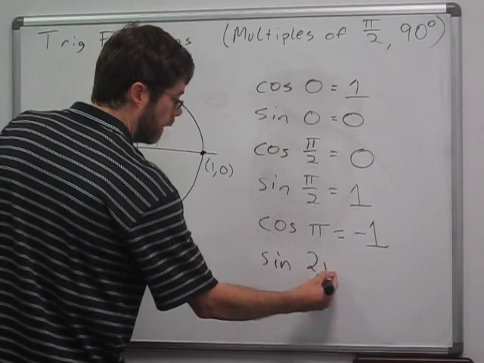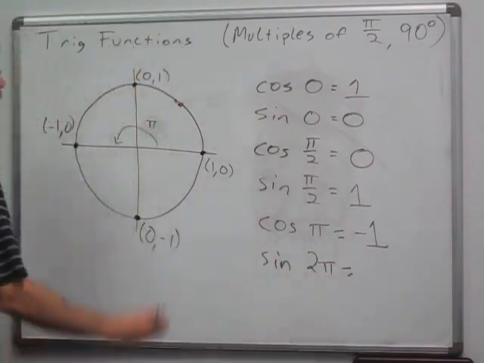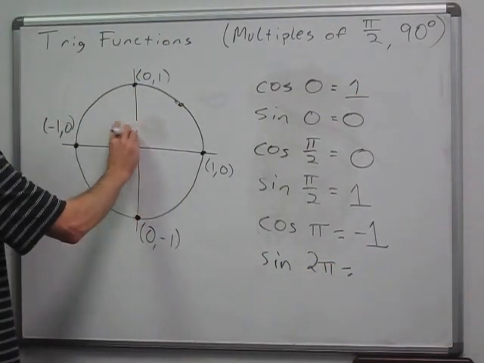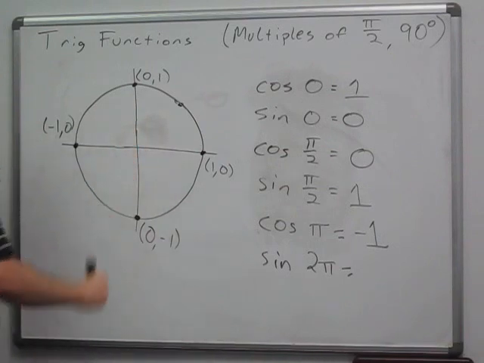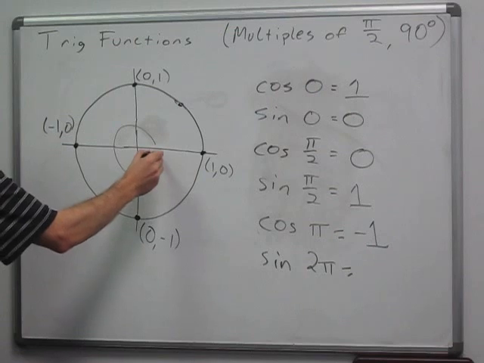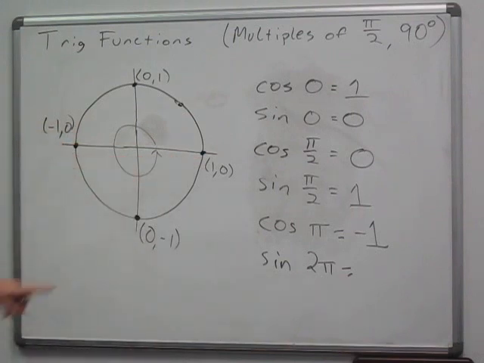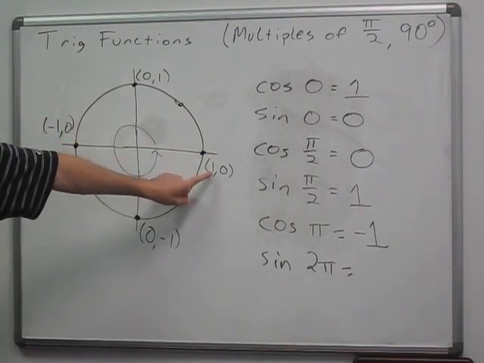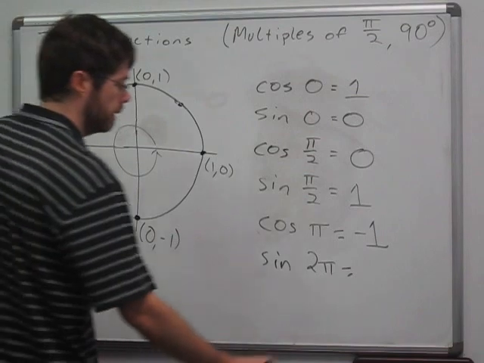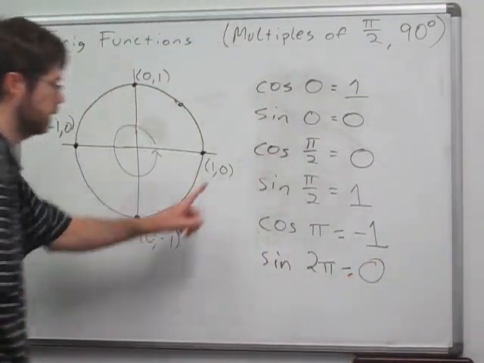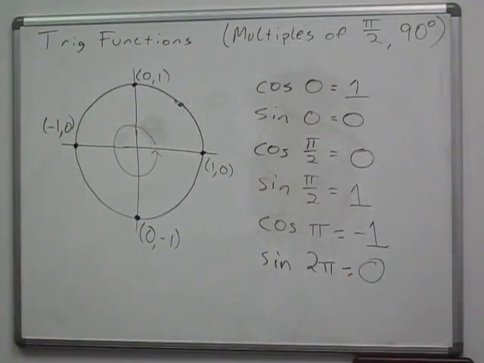How about the sine of 2 pi? Two pi is a complete revolution. So our terminal side ends up on the x-axis pointing to the right. On the unit circle, that corresponds to the point 1, 0. So the sine of 2 pi is the y-coordinate there, which is 0.